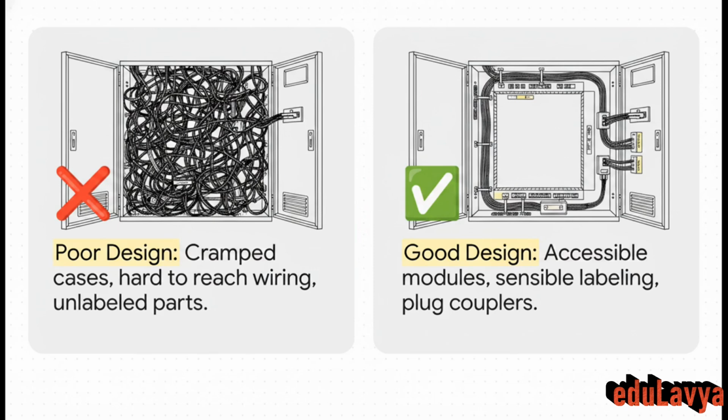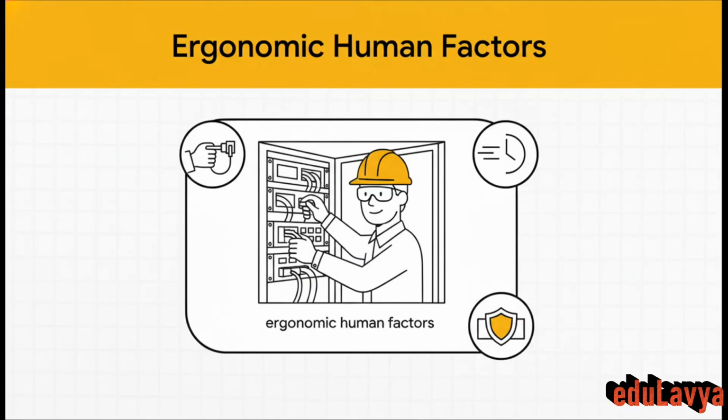On the flip side, we see reality done right. Accessible modules, sensible, clear labeling, and fast changeover plug couplers. Those things make accidentally connecting a wire to the wrong circuit pretty much impossible. This is exactly where ergonomic human factors come into play. And look, ergonomics in this context isn't about comfy office chairs. Out here, it's about survival and efficiency.